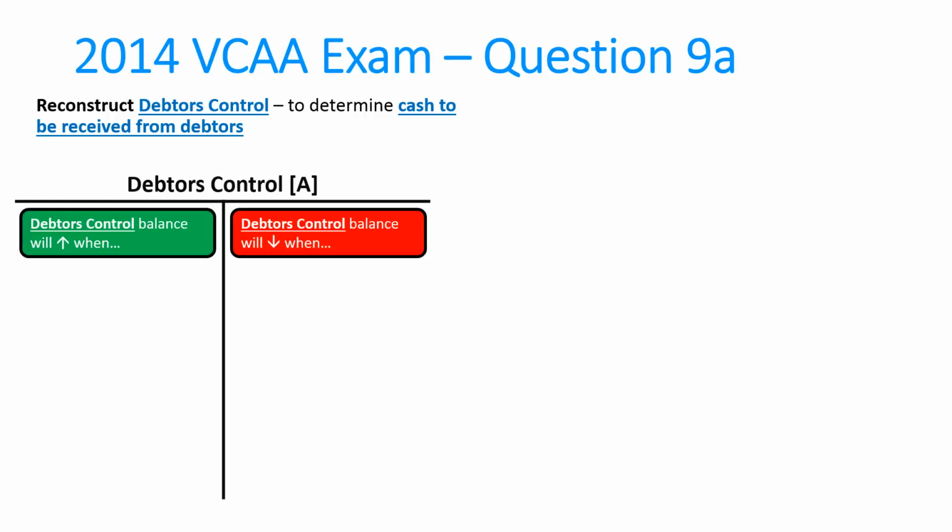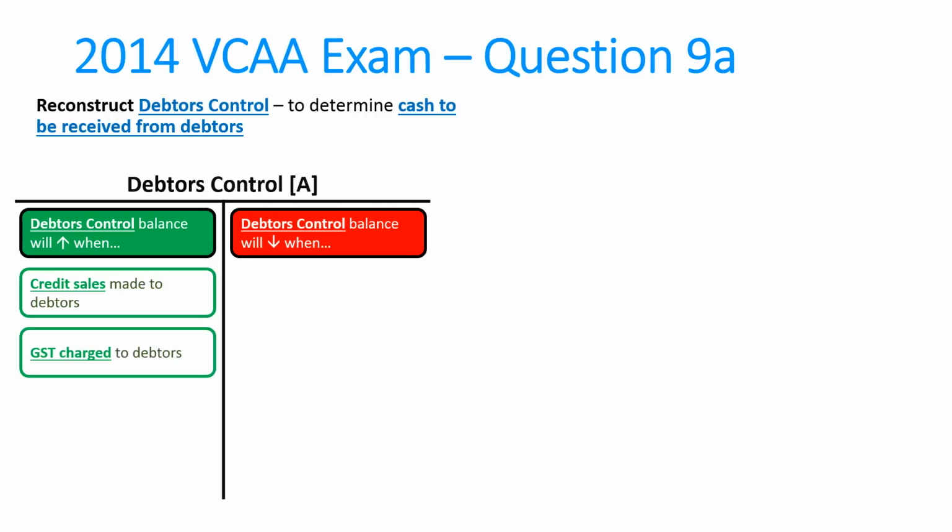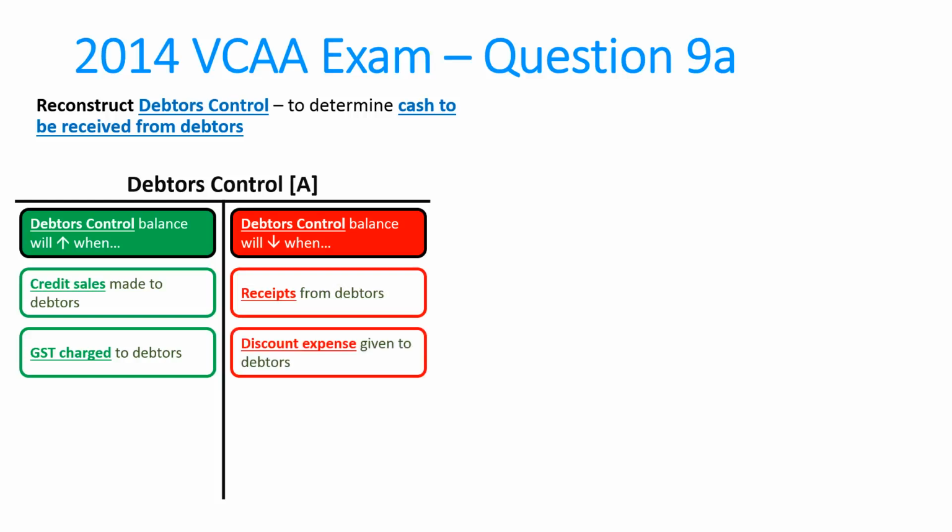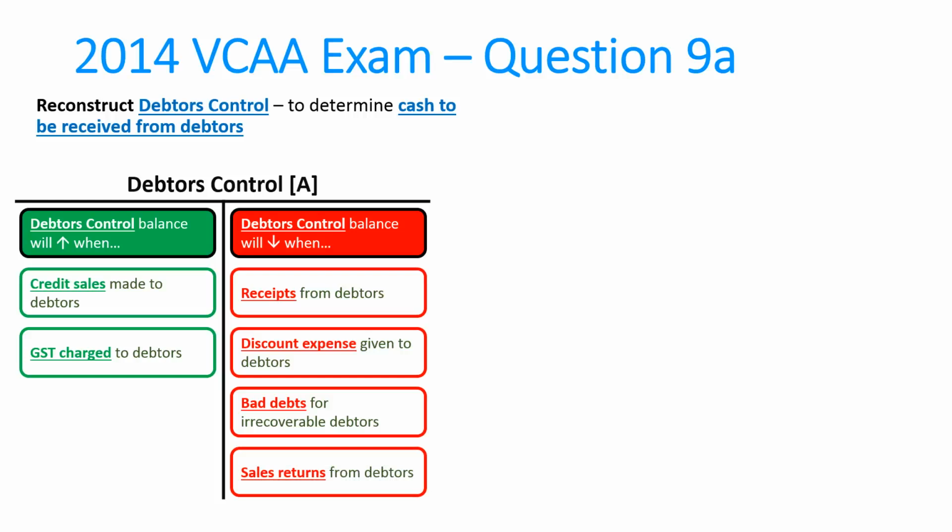So looking at what makes debtors go up, the only things that will make it go up is when we make a credit sale and also when we charge GST to debtors. On the other side, receipts from debtors will decrease debtors control, giving a discount expense, a bad debt, and a sales return. Now, receipts from debtors will actually be X, and by that we mean we don't know what it will be. We'll have to find it ourselves. It just won't be in the question.